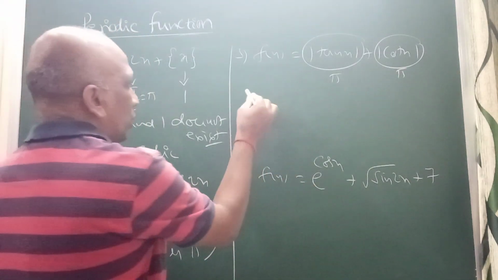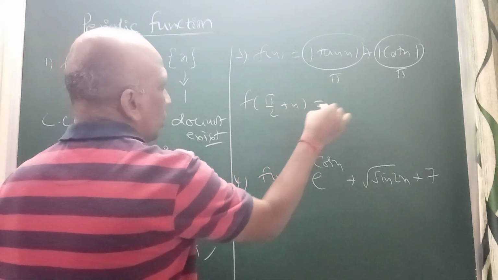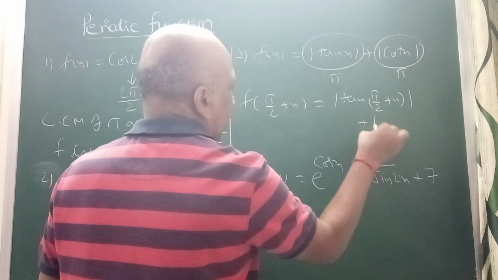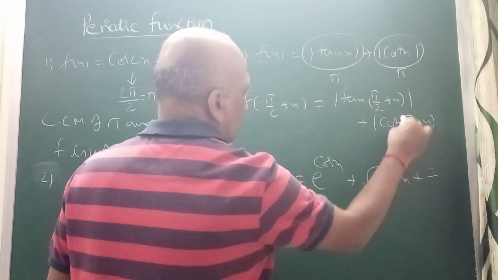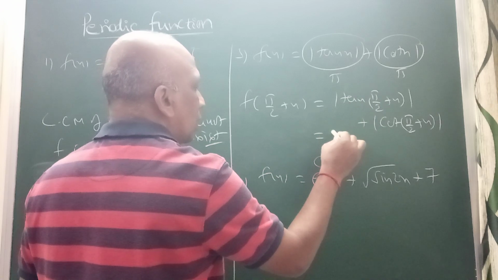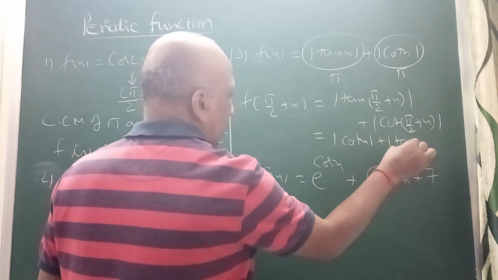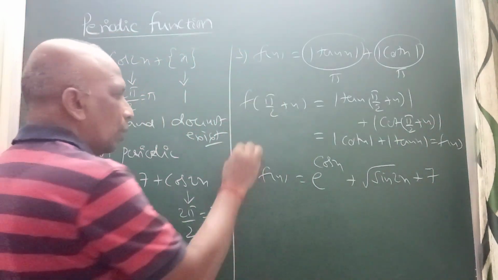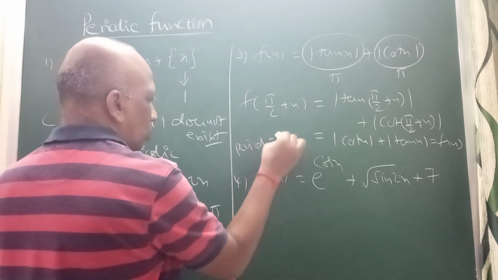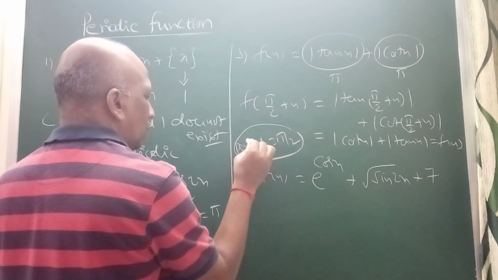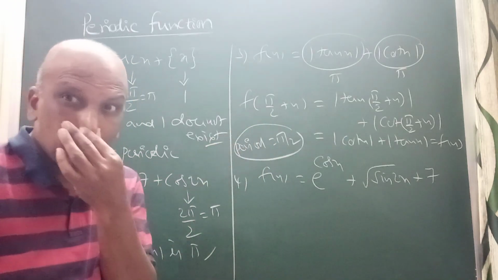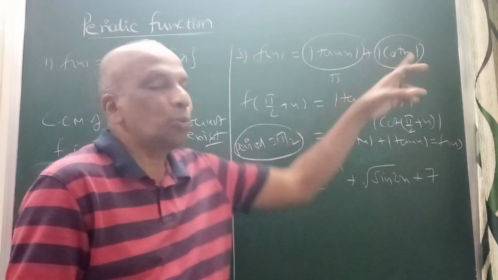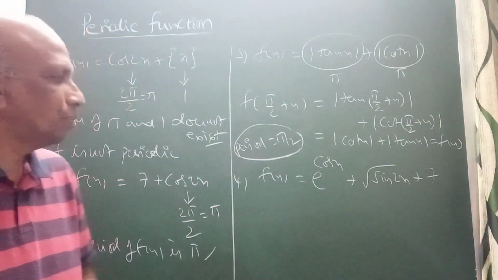We will verify. Replace x with pi by 2 plus x. So mod tan of pi by 2 plus x, I get mod cot x. And mod cot of pi by 2 plus x becomes mod tan x. You get mod cot x plus mod tan x, which gives the function f of x. So the period is pi by 2 here. The period is pi by 2 in this case. Be careful. When co-functions are there, the period is half of the LCM of these two periods, that will be pi by 2, your answer.